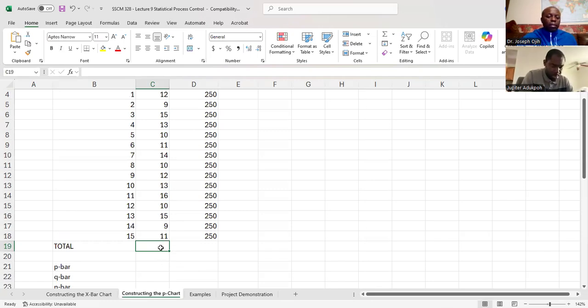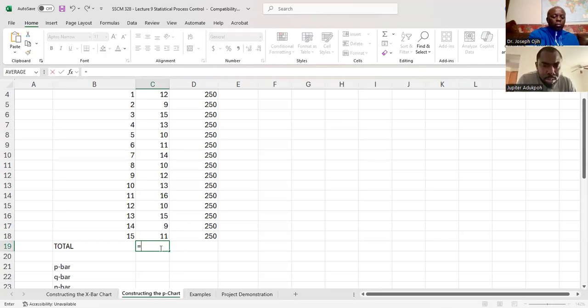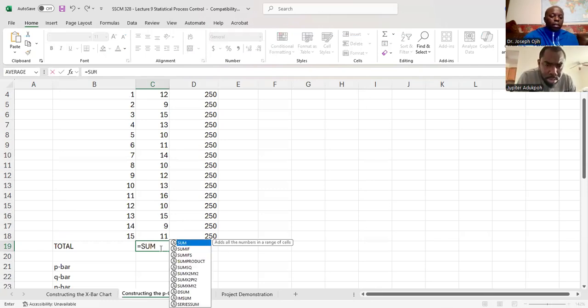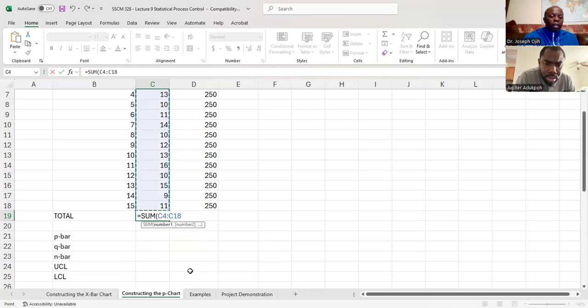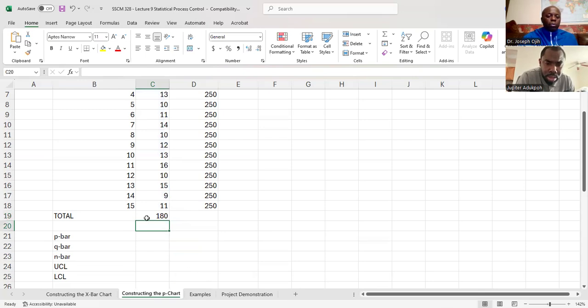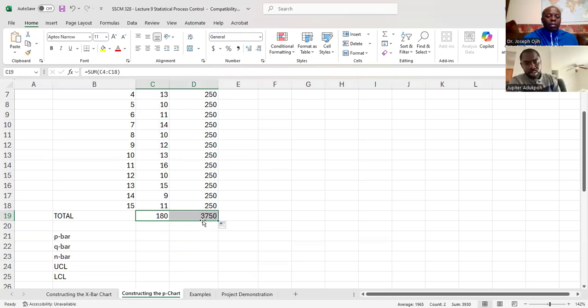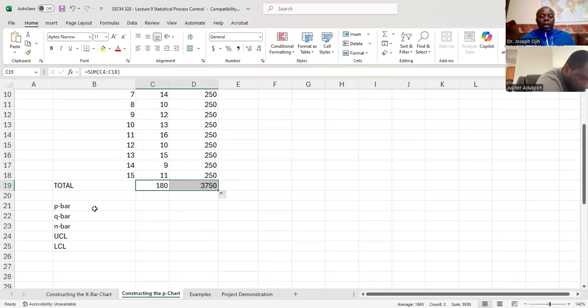So now let's get the total. Type equal sign, type sum, double click, and then select all the values down to the 15th day. Close the parentheses and press the enter key. That gives you the total right there. One good thing about Excel: if you do one calculation, you can copy the formula to the next column to calculate the same thing there. The total is 3,750 samples. Now with this, we can calculate our P bar.